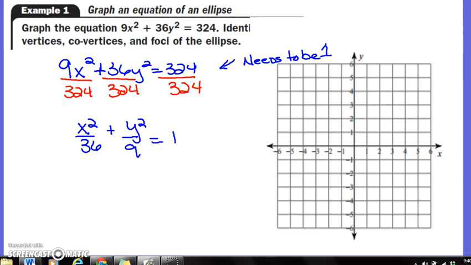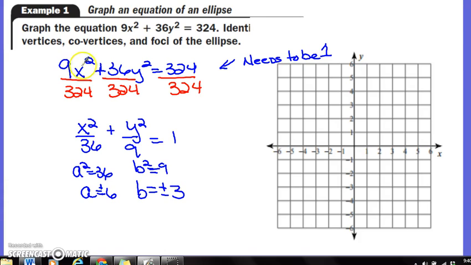Okay, so we know that this is in the form of x squared over a squared plus y squared over b squared. So a squared equals 36, so a will be plus or minus 6. And b squared equals 9, so b will be plus or minus 9. Now, I'm sorry, plus or minus 3. Now, I know that we can't have negative distances, but these are just points on our axis.